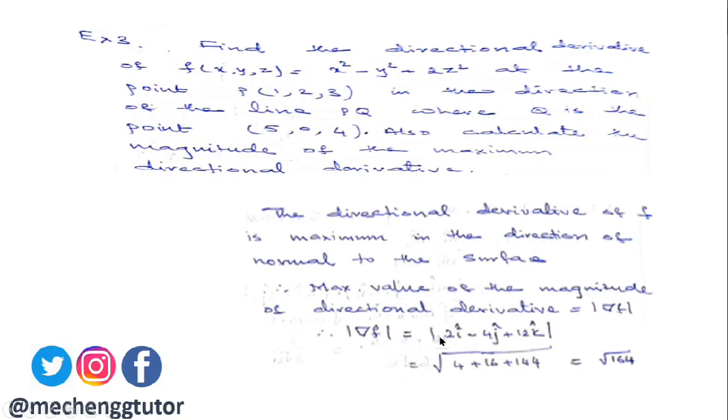Modulus of del f is equal to modulus of 2i − 4j + 12k. That's equal to the square root of 4 + 16 + 144, which is root of 164.